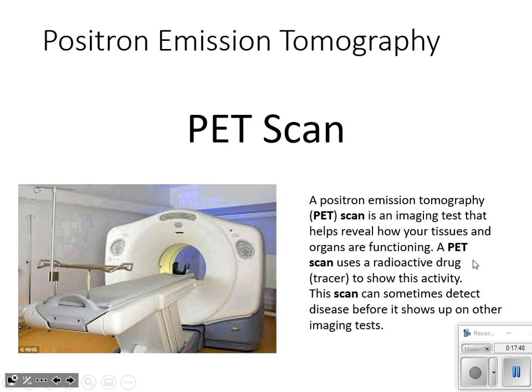Now, the PET scan is an image test that helps reveal how your tissues and organs are functioning. A PET scan uses a radioactive drug that we call a tracer to show this activity. The scan can sometimes detect diseases before it shows up on other imaging tests. So this radioactive tracer shows up on the PET scan. And when they can see that tracer, they can sometimes detect the disease.